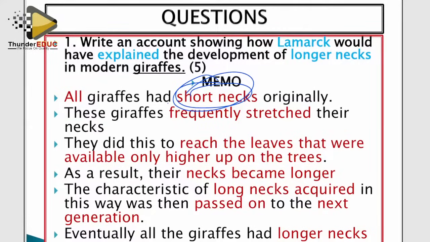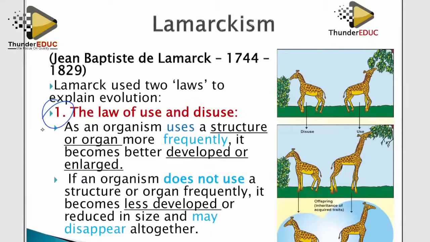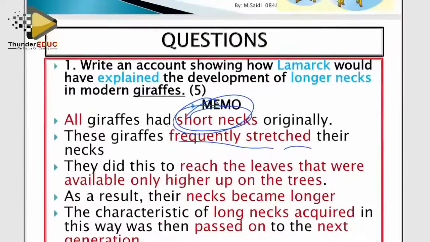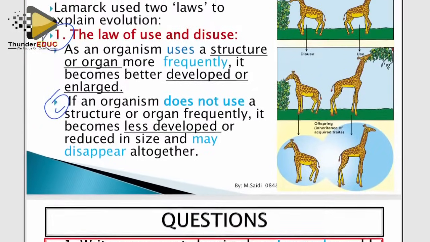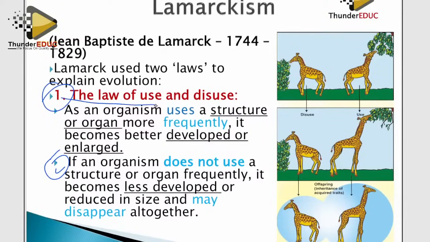Then they started to use the necks frequently. They use those structures, whatever the question has given, frequently. And as you use the structure, it becomes longer and bigger. Then they pass this on to the next generation. So when you're explaining it, make sure that you use the law of use and the law of inheritance of acquired characteristics. Is it clear? Sometimes it is the law of use, or sometimes the law of disuse. If you want to remove that structure, then it's the law of disuse. Those organisms did not use that structure frequently.